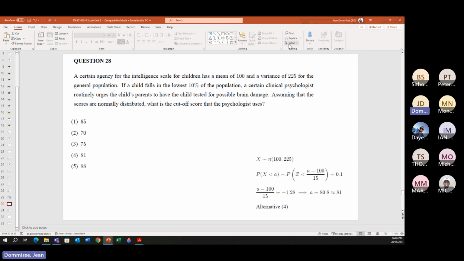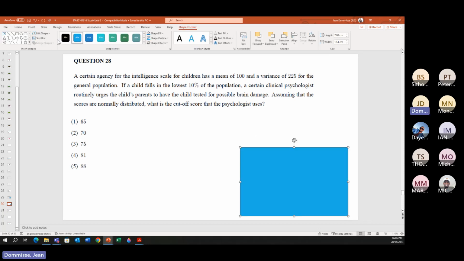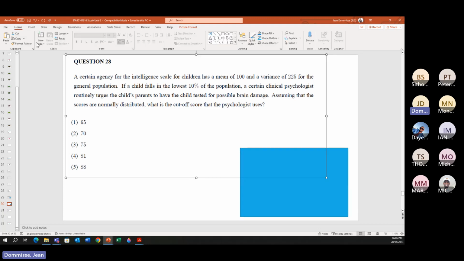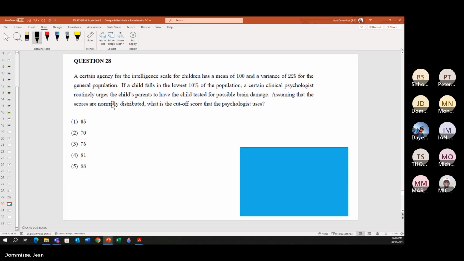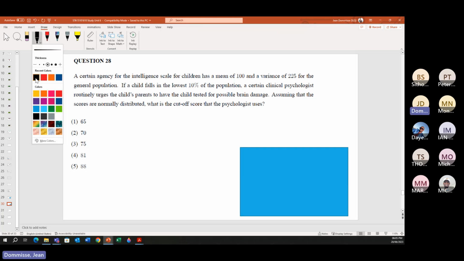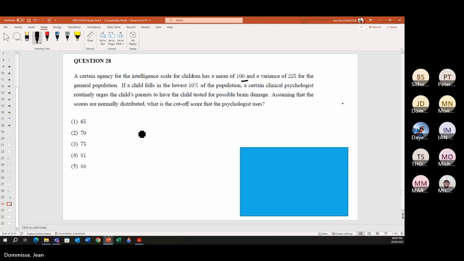This one we can look at because you might have already gotten something like this in your assignment. So let's just look at this one. Okay, so they tell us a certain agency for the intelligence scale for children has a mean of 100. Okay, so let's do this. Has a mean of 100.